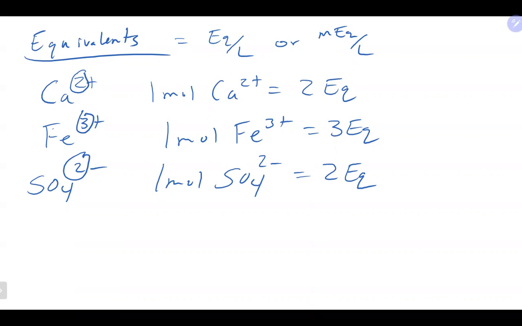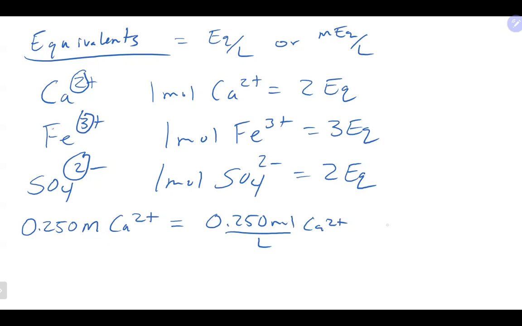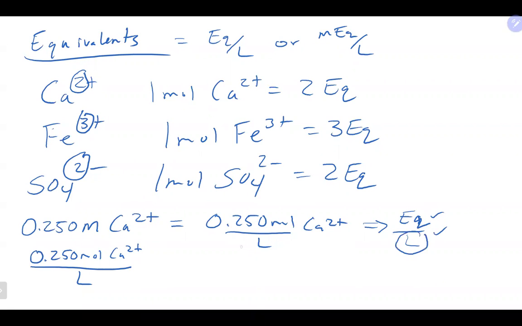So for example, since we just talked about molarity, say we had 0.25 molar calcium ions. That is the same as saying 0.25 moles per liter of calcium ions. If we wanted to convert that into equivalents per liter, we could use the charge as a conversion factor. So if we took our 0.25 moles of calcium ions per liter, I ultimately want to end up in equivalents per liter, which means the bottom unit is already good. I don't have to do anything to the bottom unit, right? But the top unit needs to go from moles to equivalents.